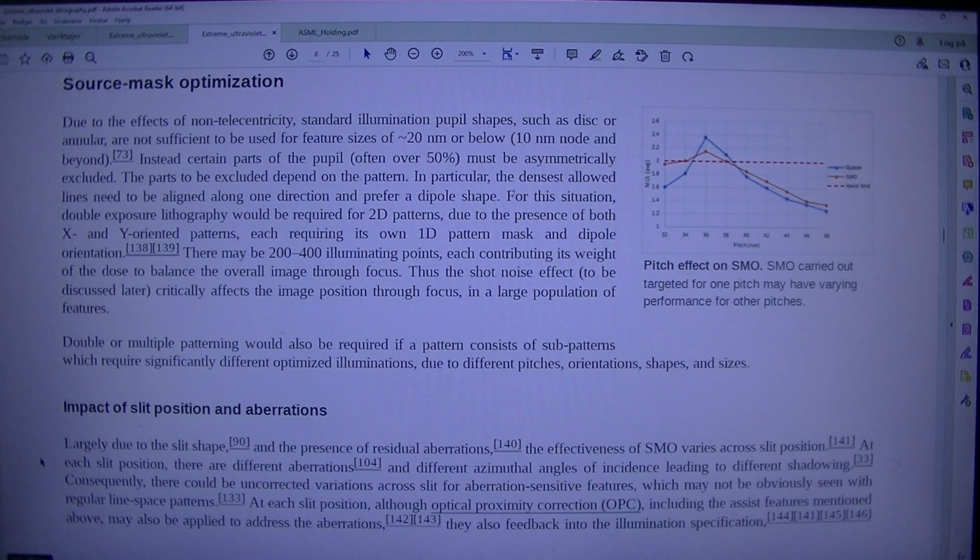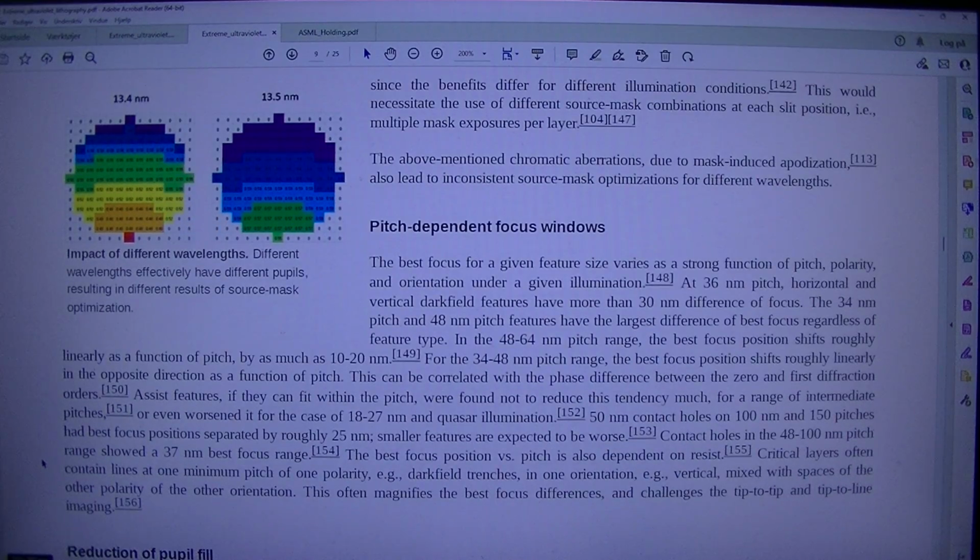Impact of different wavelengths. Different wavelengths effectively have different pupils, resulting in different results of source mask optimization, since the benefits differ for different illumination conditions. This would necessitate the use of different source mask combinations at each slit position, i.e. multiple mask exposures per layer.